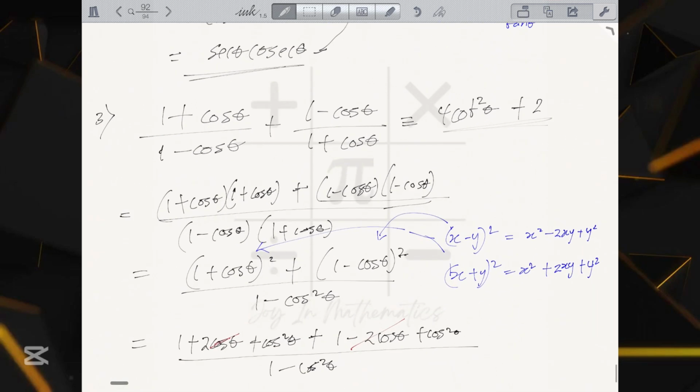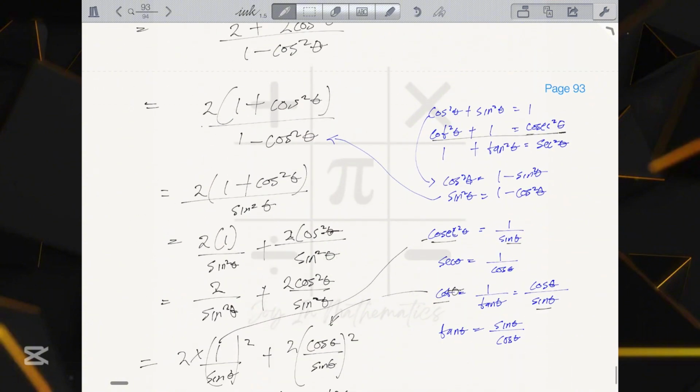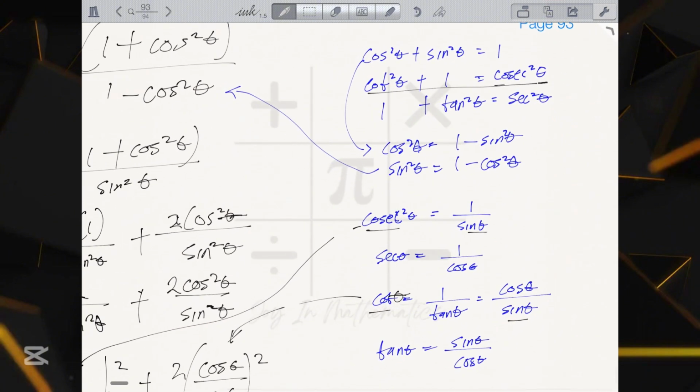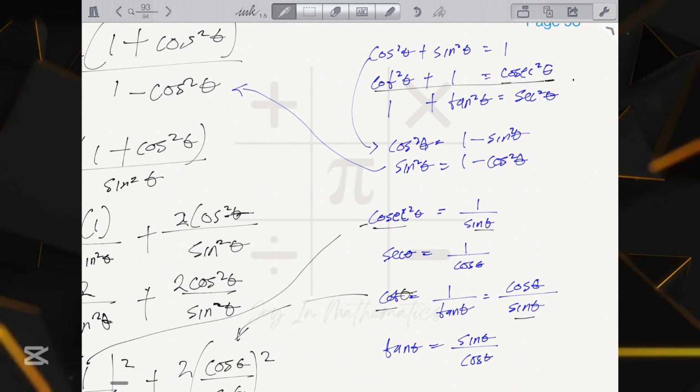So we can see how 1 plus cos theta divided by 1 minus cos theta, plus 1 minus cos theta divided by 1 plus cos theta, is equal to 4 cot squared theta plus 2. And all we applied was the first trigonometric identity, followed by a simple modification of the first, then the reciprocal functions, including tan theta equals sin theta divided by cos theta. Now let's take more examples to establish understanding of this concept.